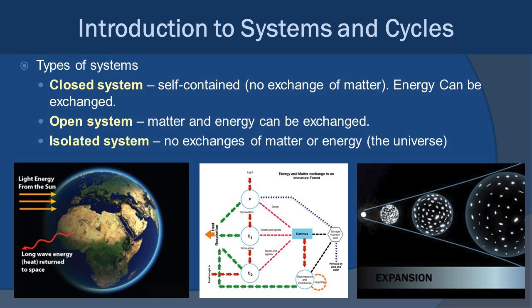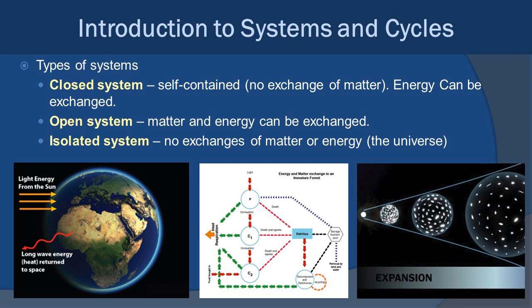A big example of this would be planet Earth. Energy from the sun is constantly going in, and energy also radiates back out. But matter, for all intents and purposes, is isolated within the Earth system. Now, I know you can get technical and say, oh, well, what happens when an asteroid comes and slams into the planet? That's adding matter.